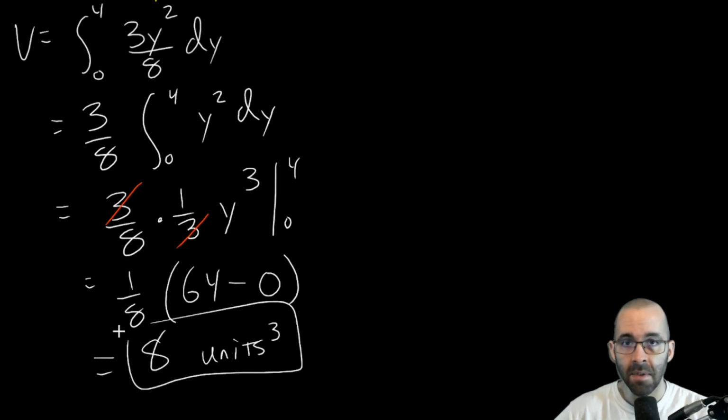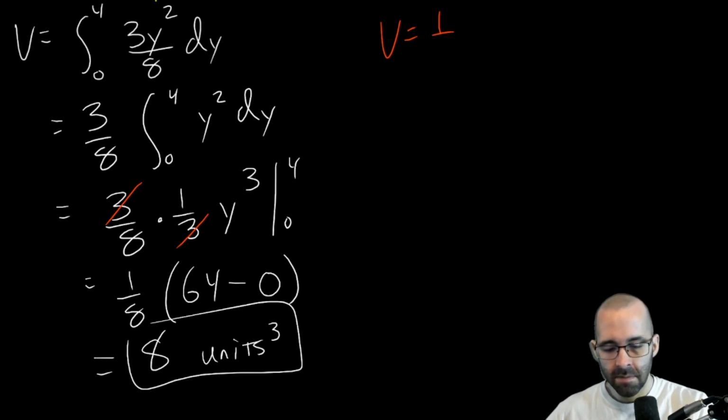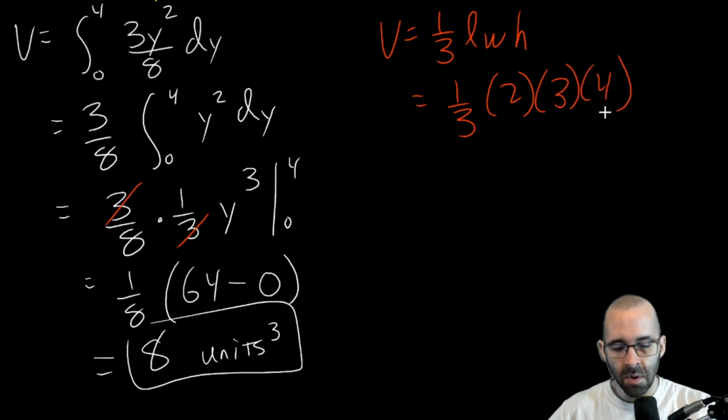That is our volume of this pyramid. Now we should know the volume of the pyramid is 1/3 base, or length times width, times height. So it should be 1/3 times 2 times 3 times 4. Great, it's 8.